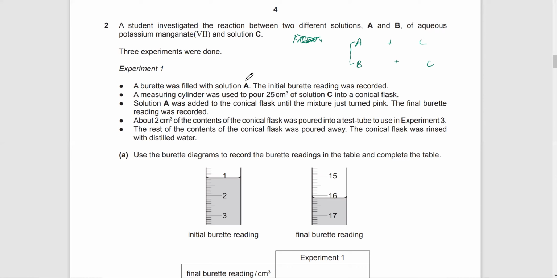A burette was filled with solution A. The initial burette reading was recorded. A measuring cylinder was used to pour 25 cm3 of C into a conical flask. So C is at the bottom of a conical flask.